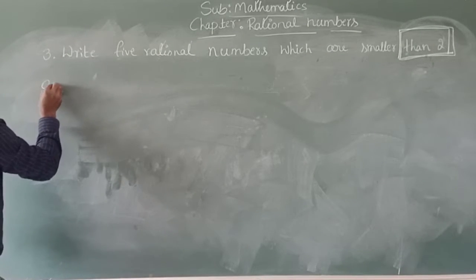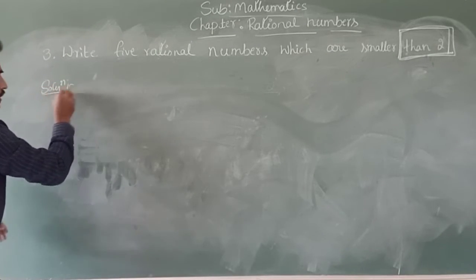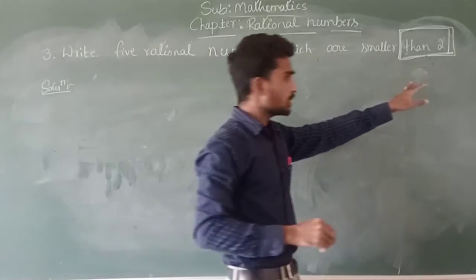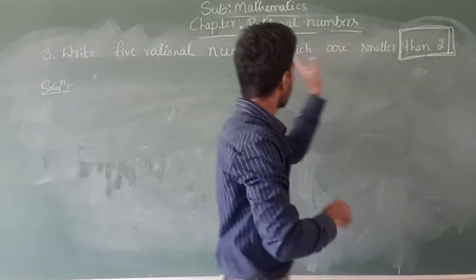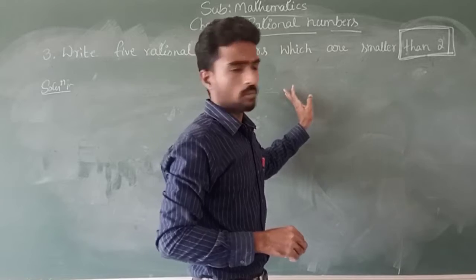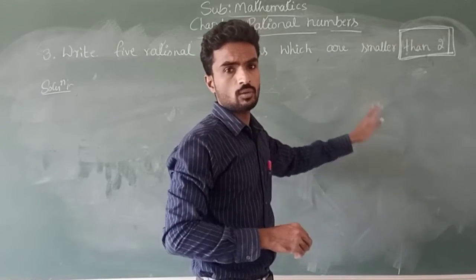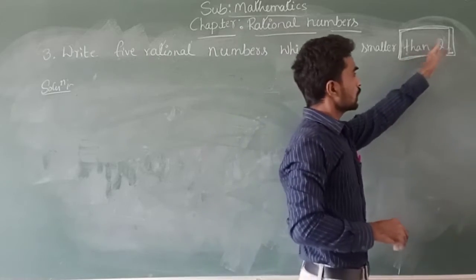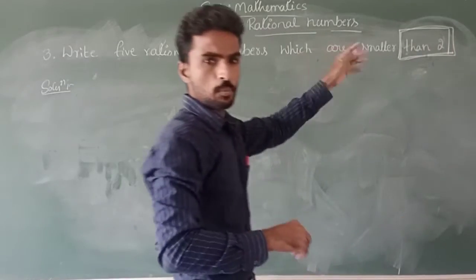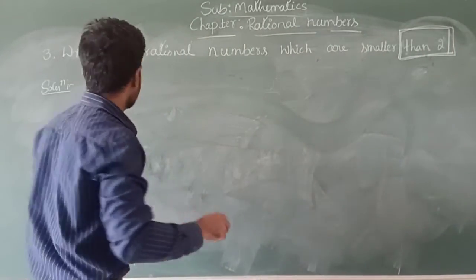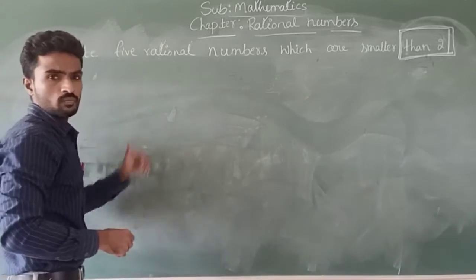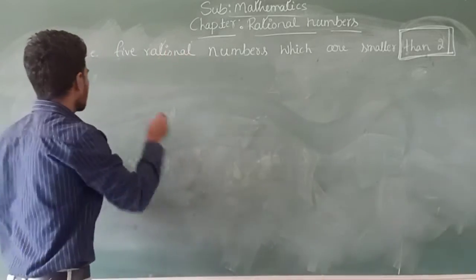Here, solution. This 2 is not in the form of p by q, because rational numbers are in the form of p by q, q not equal to 0. But here 2 is a natural number or positive integer. Now let us convert that number into rational number form.